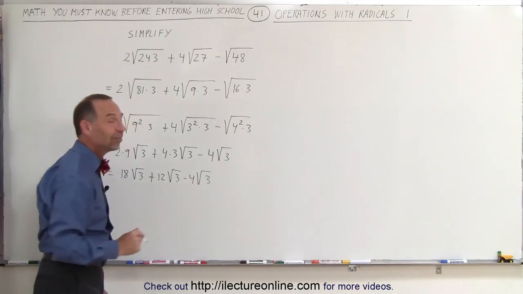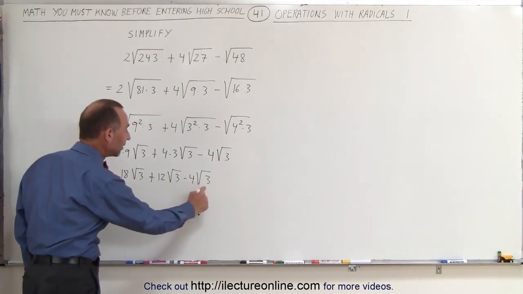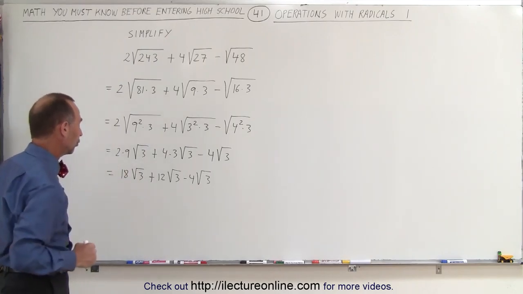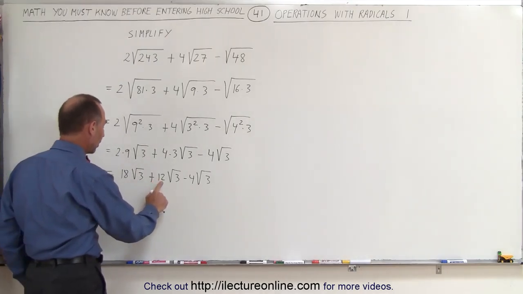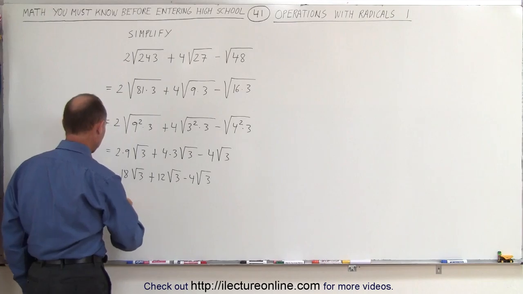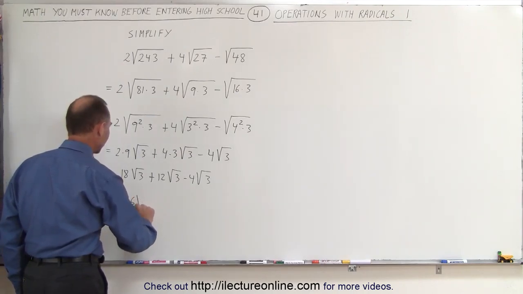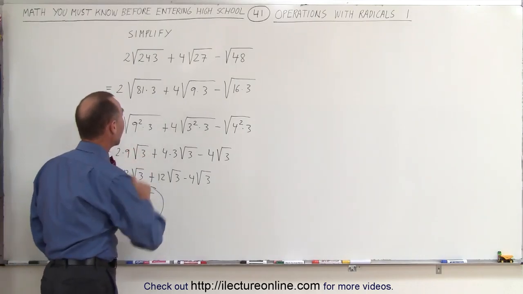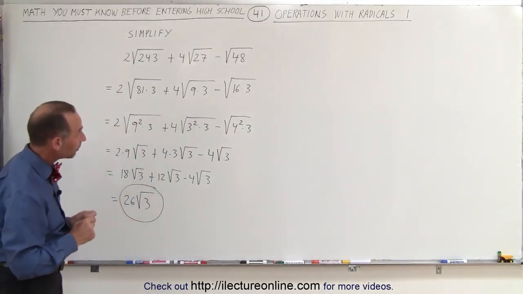And now we can finally see that we have the same quantity under the radical, and that means we can now combine like terms. 18 plus 12 is 30, minus 4, that's equal to 26 times the square root of 3. And this is the simplified form of our original problem.